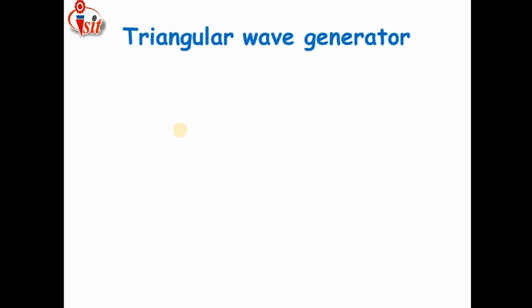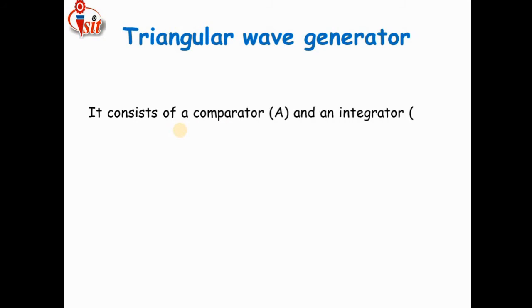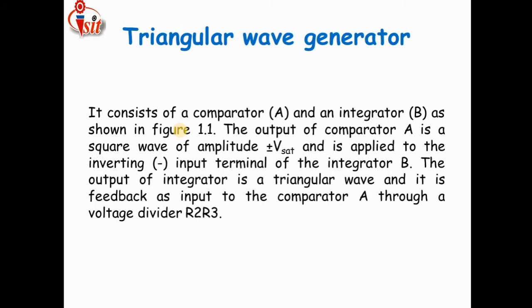Then, by using the square wave generator, only one block is added for the triangular wave generation. It consists of a comparator and an integrator combination, as shown in the figure. The output of the comparator A is a square wave of amplitude positive saturation or negative saturation, and is applied to the inverting input terminal of the integrator B. The output of the integrator is a triangular wave and it is fed back as the input to the comparator A through a voltage divider R2, R3.